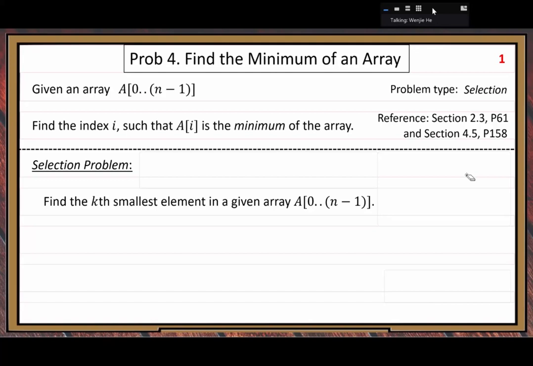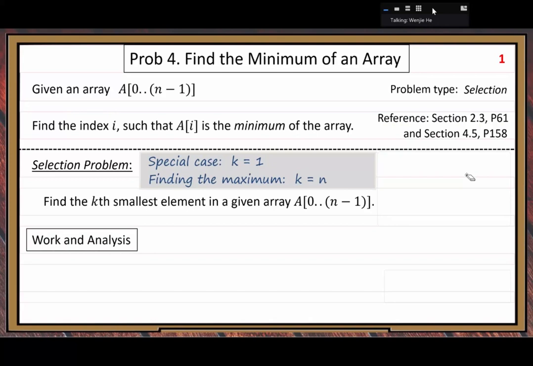All right. But when k equals 1, that's our minimum. Okay? Minimum. 1. All right. Here we are doing the special case, k equals 1. There is another special case, finding the maximum, k equals n. Sometimes people call this rank. Rank number. So rank number is 1, 2, 3. Name for this k.